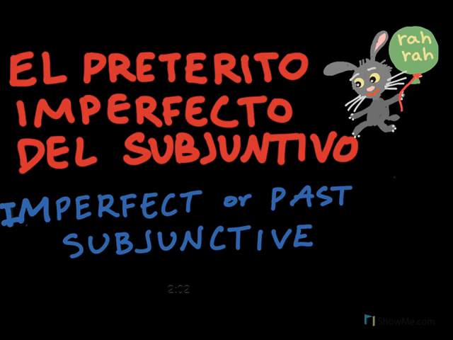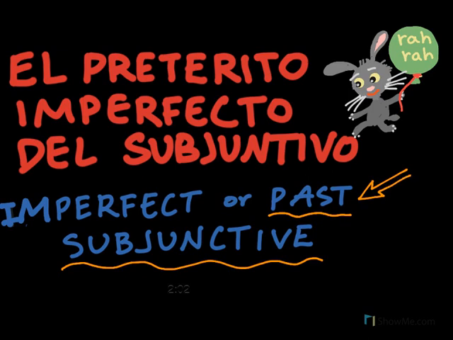So it sounds complicated, but it's not really. It is the imperfect of the subjunctive, also known as the past of the subjunctive, and I think it is more descriptive and easier to remember. The reason is that you are going to deal with the subjunctive that you have learned already, but in the past tense.